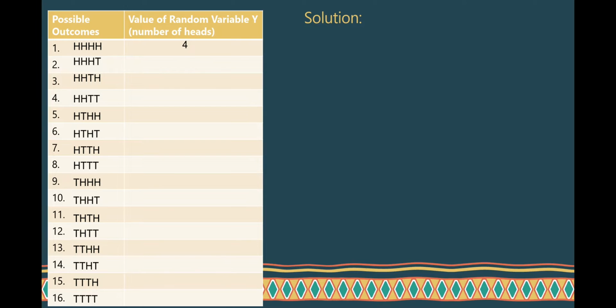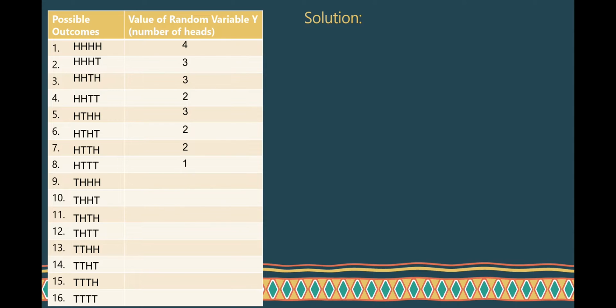For the second possible outcome, we have 3 heads. For the third possible outcome, we have also 3 heads. Fourth possible, we have 2. For the fifth possible outcome, we have 3 heads. For the 6th possible outcome, we have 2 heads. 7th possible outcome, we have 2 heads.